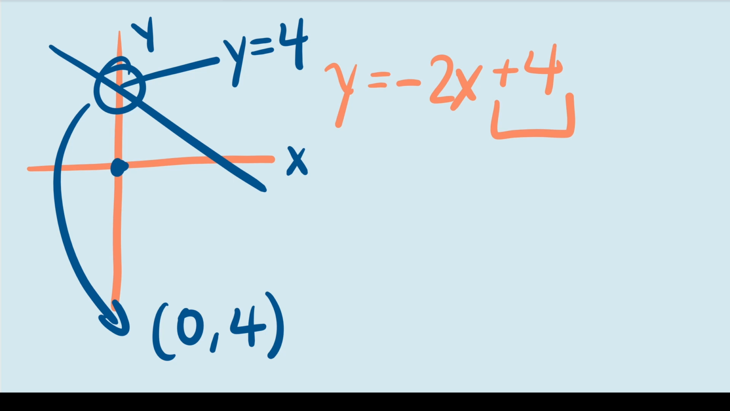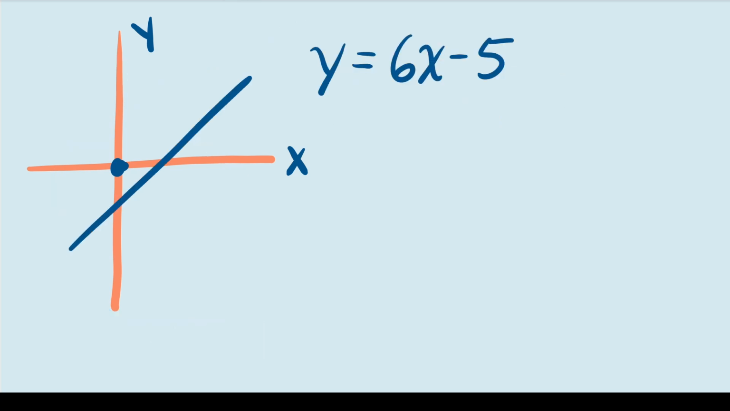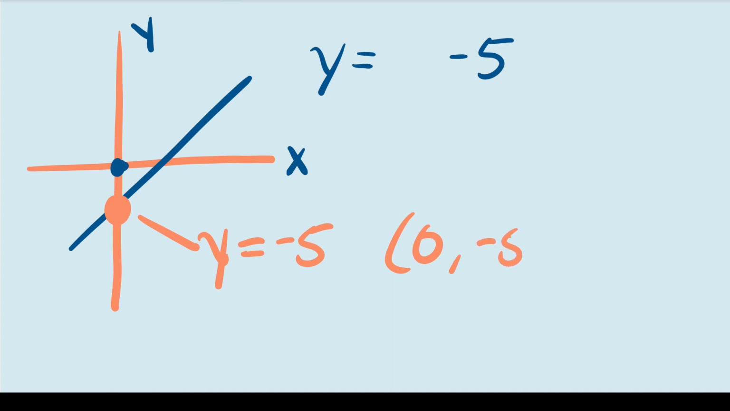Let's do another example. Let's say you're given the equation y equals 6x minus 5 to represent this line shown on the graph. What would be the y-intercept? Like before, we're simply going to plug in the value of 0 for x, so this whole term goes away. That leaves us with y equals negative 5. So that means this point right here is equal to negative 5, and the ordered pair is (0, negative 5). So as you can see, this is a very easy way to find the y-intercept of a linear equation.